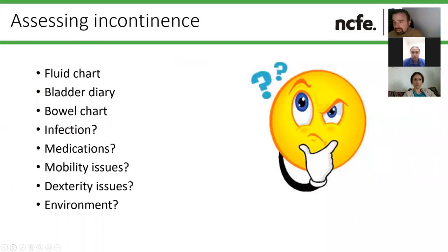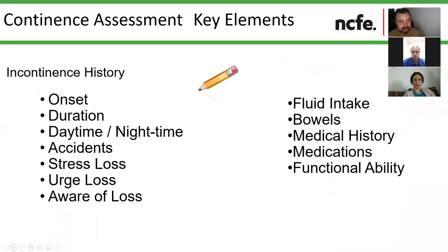So in assessing incontinence then, we should be looking at a fluid chart, bladder diary, bowel charts, infections, medication, mobility, dexterity, and the environment. We covered some of that last week. The continence assessment looks at onset, duration, what time does it happen? Is it during the day or at night? Was there an accident? Is it sudden loss? Is it urge? Or are you aware of the loss?